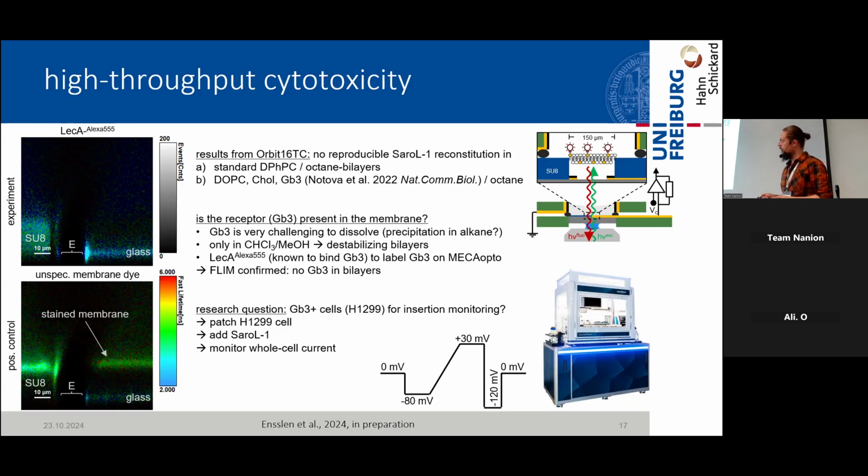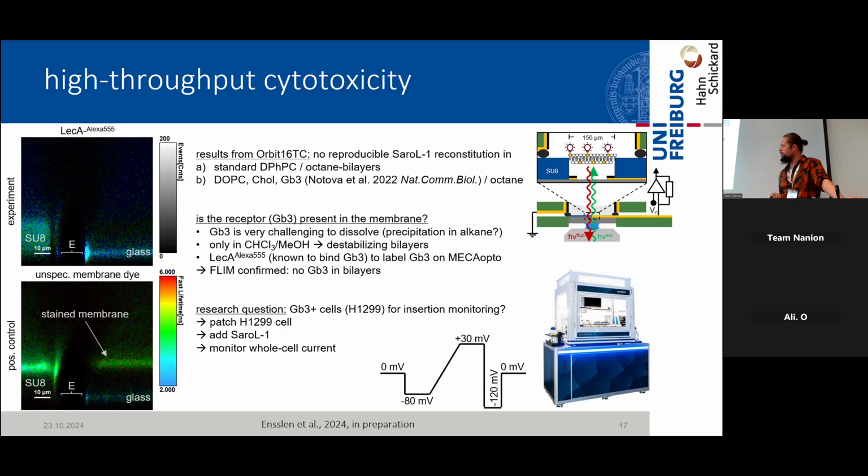And this is actually not very surprising, because when you look in the data sheets of these GB3 molecules, they're only dissolvable in chloroform and methanol, which will actually destabilize your bilayers. So we cannot use that. And whatever solvent out there, it will not dissolve this thing. So only lipid domains, but in the octane, where we still have the solvent present in the membrane, it will most probably just precipitate.